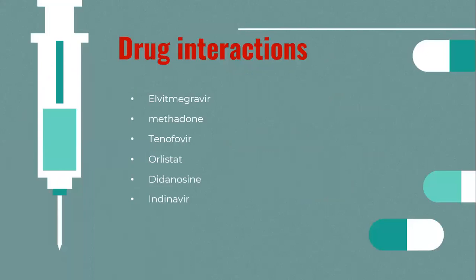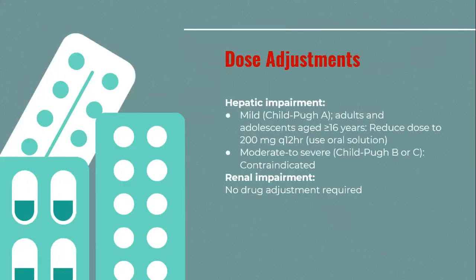The drug interactions include methadone, tenofovir, orlistat, and didanosine. This drug should not be co-administered with all these drugs. The dose adjustment is required in case of hepatic impairment. If the hepatic impairment is mild in adults, the dose should be reduced to 200 mg every 12 hours. But if it's moderate to severe, then this drug should be contraindicated.